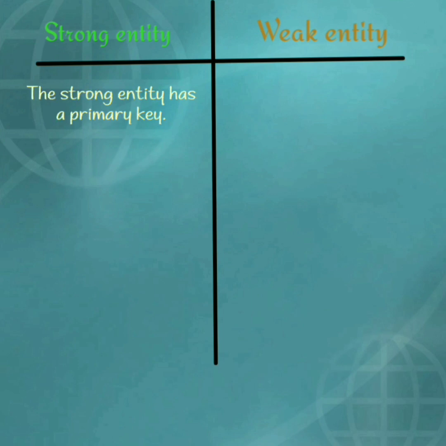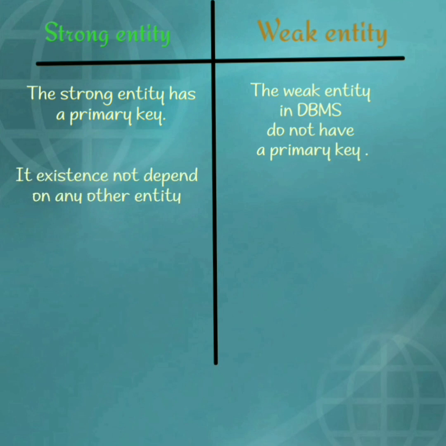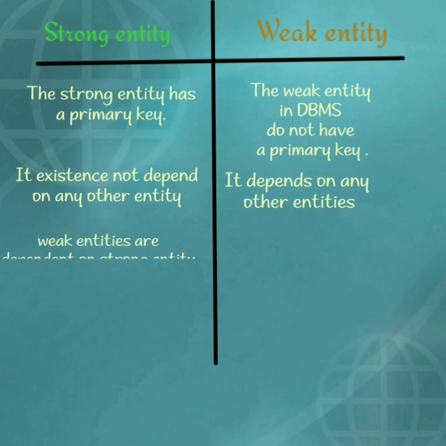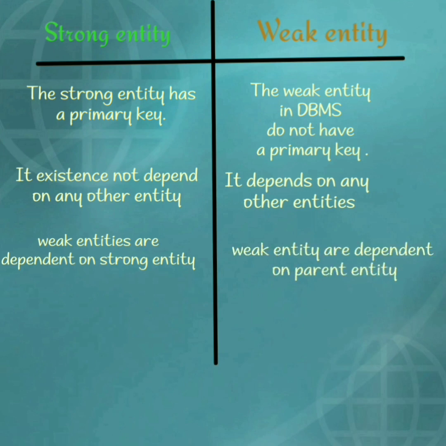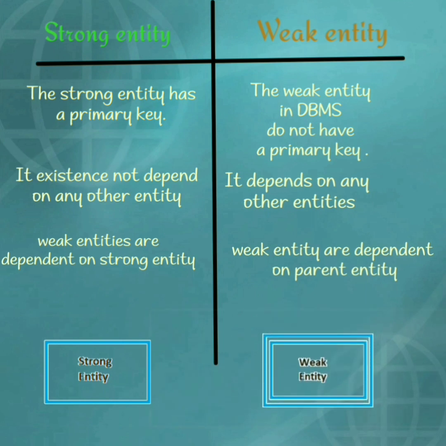A strong entity has a primary key, whereas a weak entity in DBMS does not have a primary key. A strong entity's existence does not depend on any other entity, while a weak entity depends on other entities. Weak entities are dependent on strong entities, that is, on the parent entity. A strong entity is represented by a single rectangle, whereas a weak entity is represented by a double rectangle.